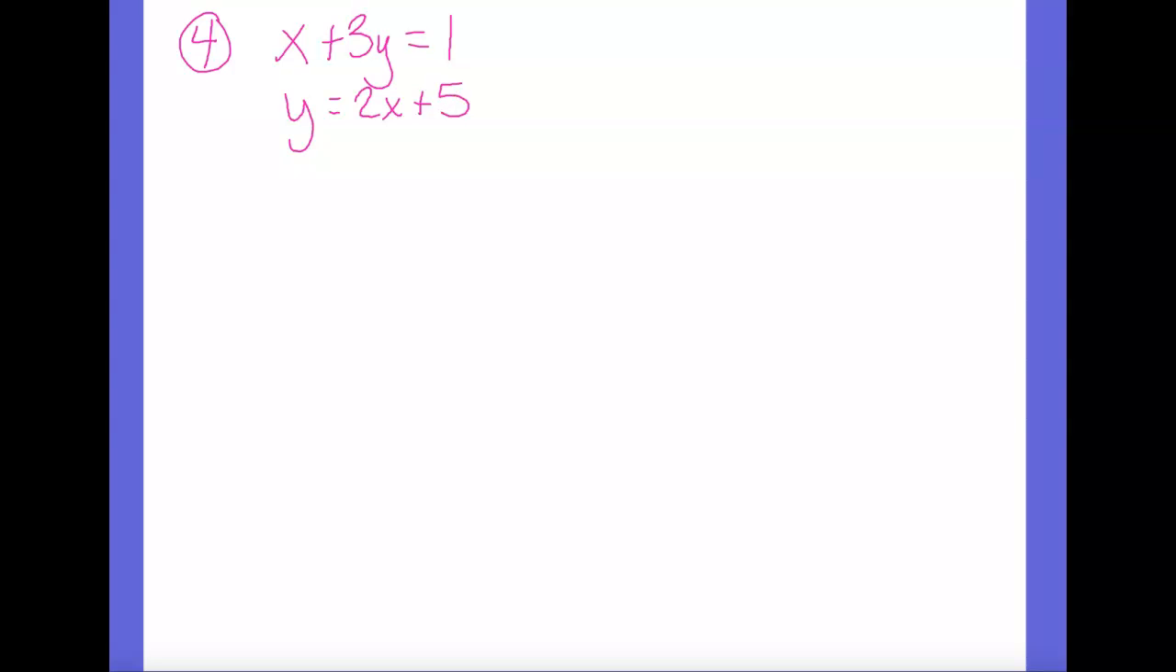And who do I sub first? Y. Okay, so which am I subbing? So which is going in? 2x. So 2x plus 5 is going into the game, and they're going into the game for y in the second equation. So you have x plus 3, because everybody else is staying, 2x plus 5, and that still equals 1.